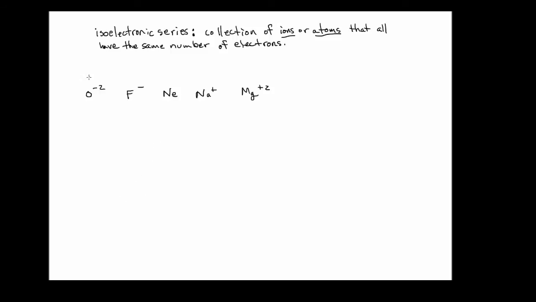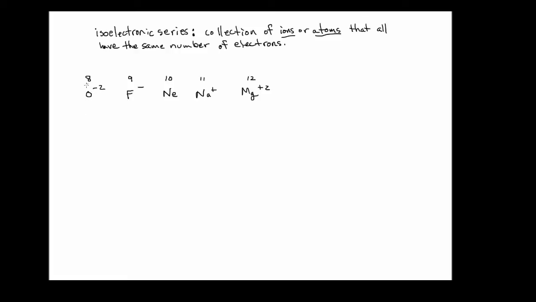All right, so first off, let's go through and identify the atomic number of each one of these elements. So for oxygen, its atomic number is 8, fluorine is 9, neon is 10, sodium is 11, and magnesium is 12. All right, and now let's go through and look at the number of protons and electrons for each one of these ions.